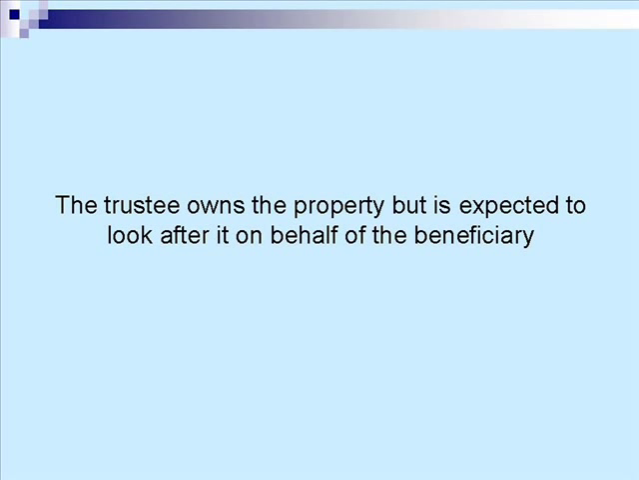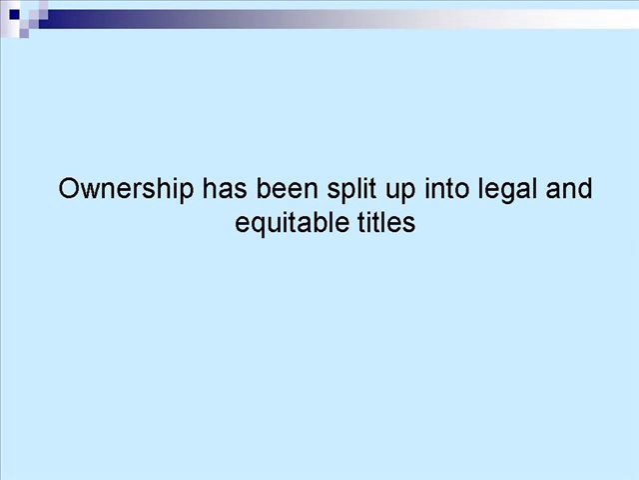Whenever you have either an express trust or an informal trust, the net result is that the trustee owns the property as far as the common law is concerned, but equity expects the trustee to look after the property on behalf of the beneficiary. The net result, therefore, is that ownership of the land has been split up into the legal and the equitable titles. The trustee is the legal owner, the owner of the land as far as common law is concerned, while equity views the beneficiary as having an ownership interest in the land.